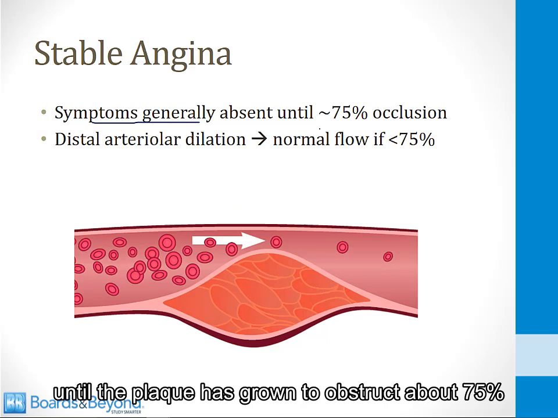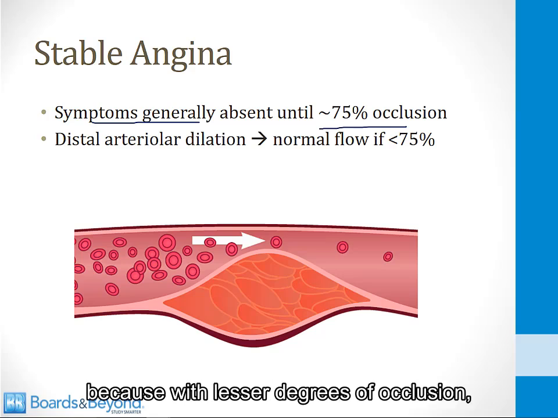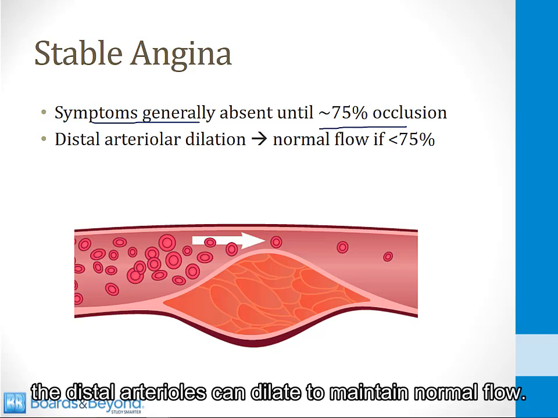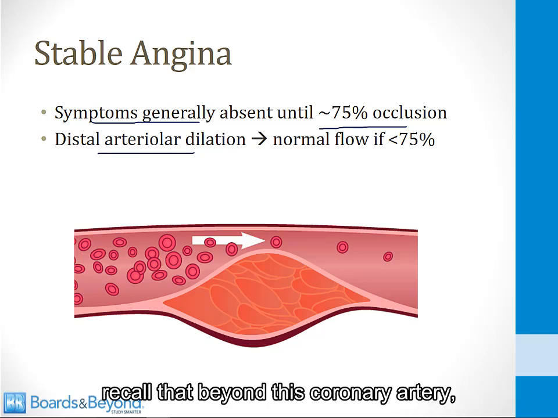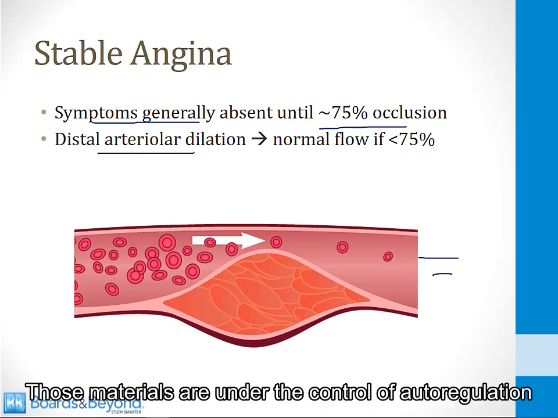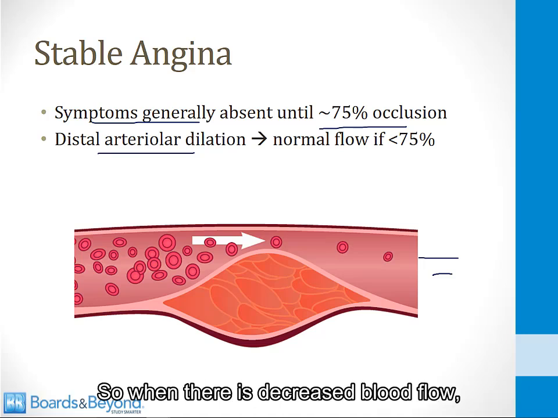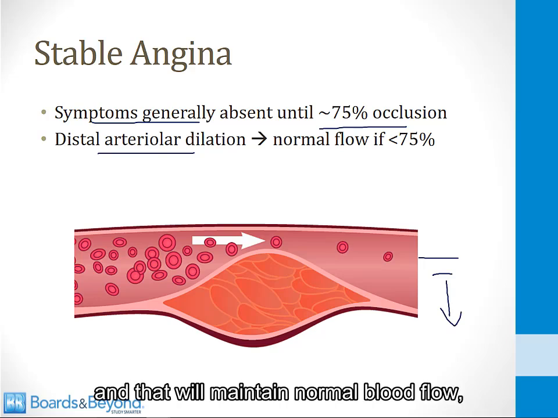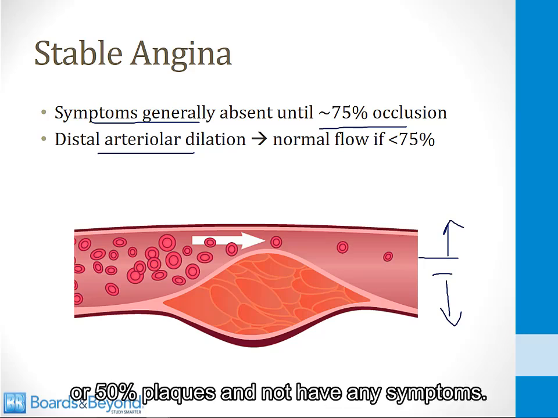When plaque develops in the coronary arteries, symptoms generally do not occur until the plaque has grown to obstruct about 75% of the lumen of the vessel. The reason this is the case is because with lesser degrees of occlusion, the distal arterioles can dilate to maintain normal flow. So if you look at this coronary artery on the screen here, recall that beyond this coronary artery, there's branching down to small arterioles. Those arterioles are under the control of autoregulation by the coronary system. So when there is decreased blood flow, those arterioles will vasodilate, and that will maintain normal blood flow. And that's the reason that patients can have 25% or 50% plaques and not have any symptoms.